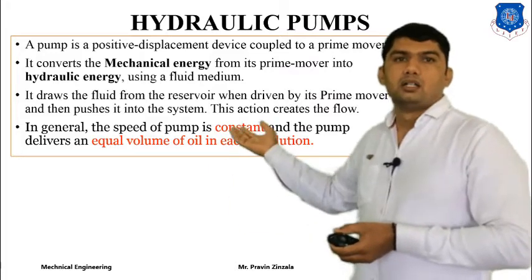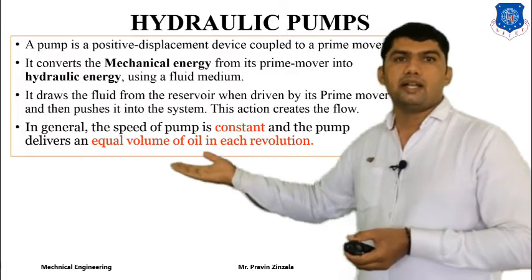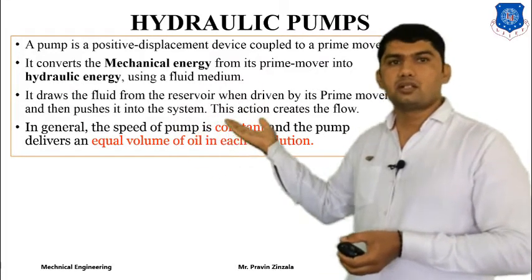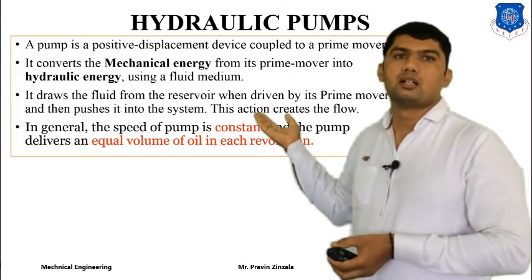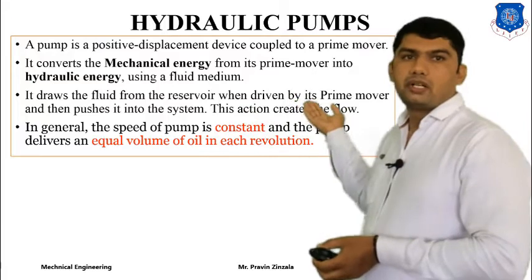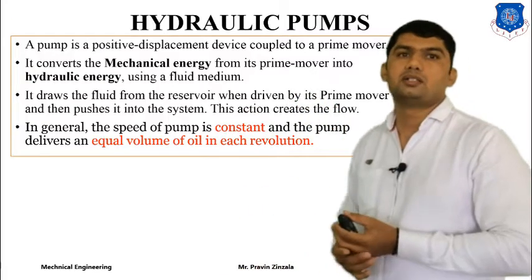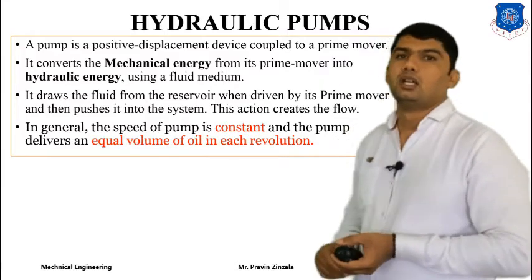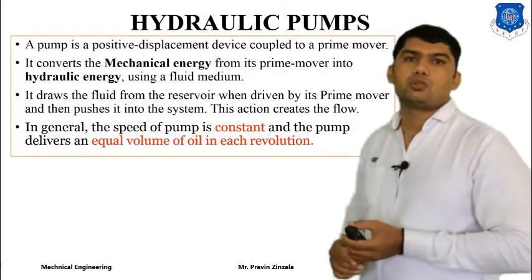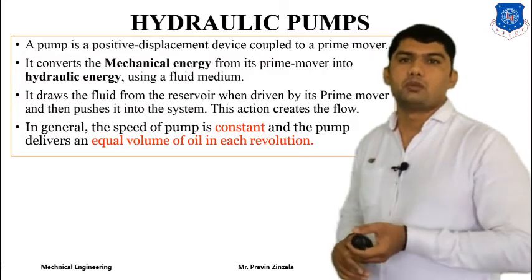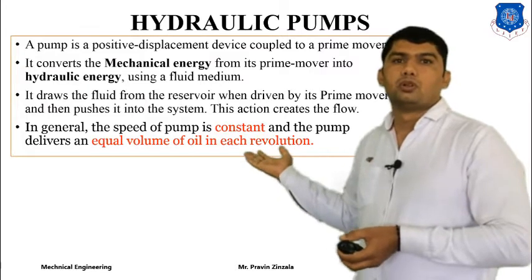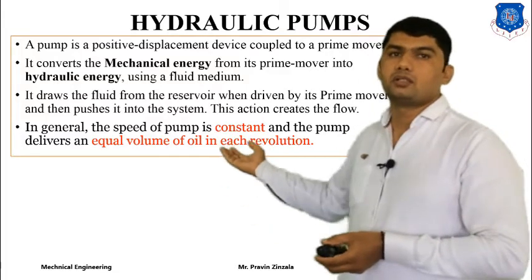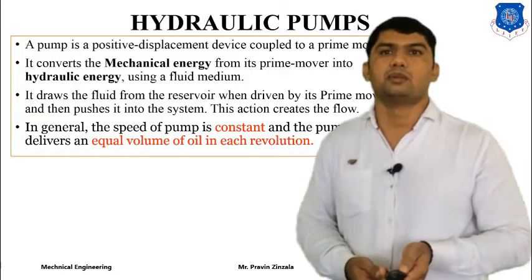Pumps suck the fluid from the reservoir and supply it to the different components of the hydraulic system, like the different types of direction control valve, flow control valve, pressure control valve, then filters, actuators, and finally the fluid goes to the reservoir. So this is the function of a pump, supplying pressurized fluid to the hydraulic system. Mostly the pumps used in hydraulic systems are constant output pumps, so the discharge of fluid will be constant for each revolution. That is the purpose of a hydraulic pump in a hydraulic system.